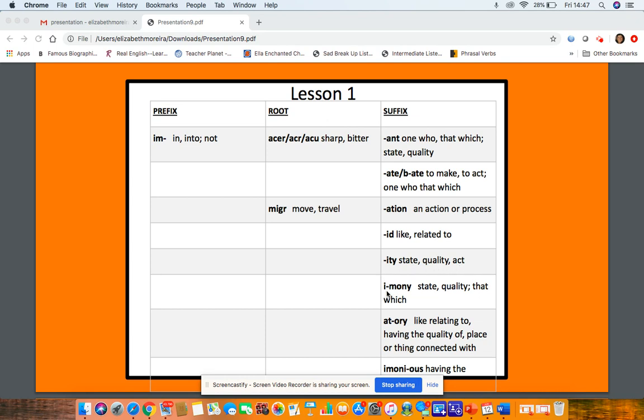The following suffix has a spelling variation also. For mony, you can have imony, which means state, quality, that which. The following also has a spelling variation of atory, and it means like, relating to, having the quality of, place, or thing connected with. And the last suffix in this lesson, with the spelling variation of imoni, is ous. The suffix is ous, and it means having the quality of.